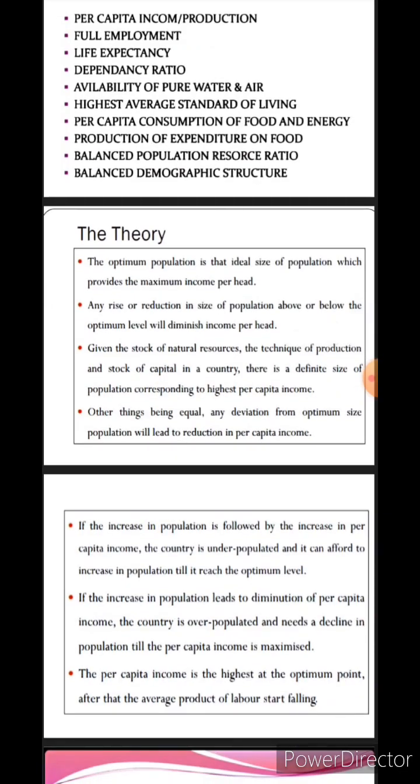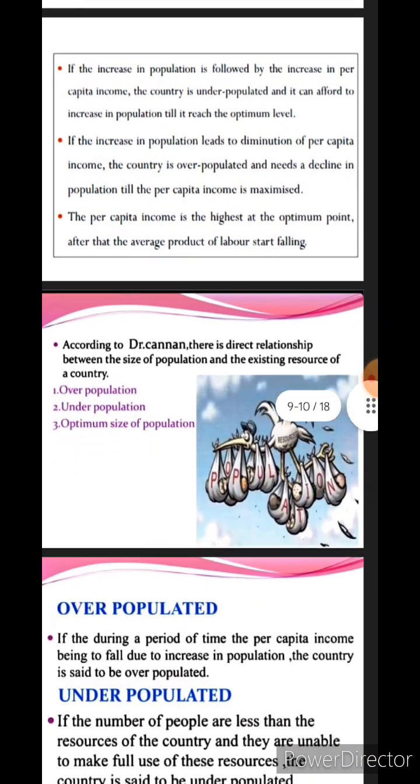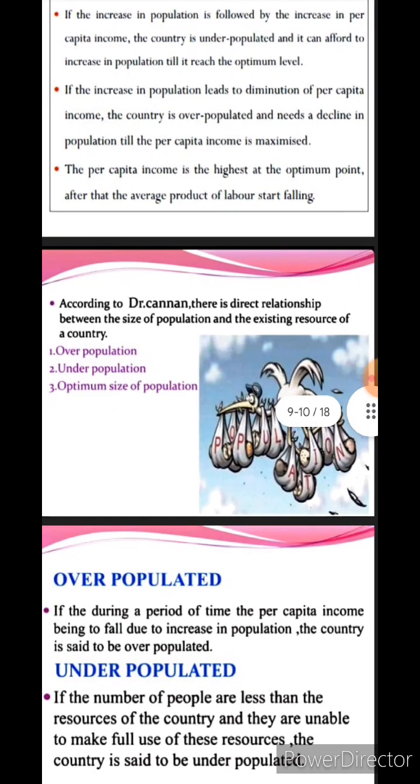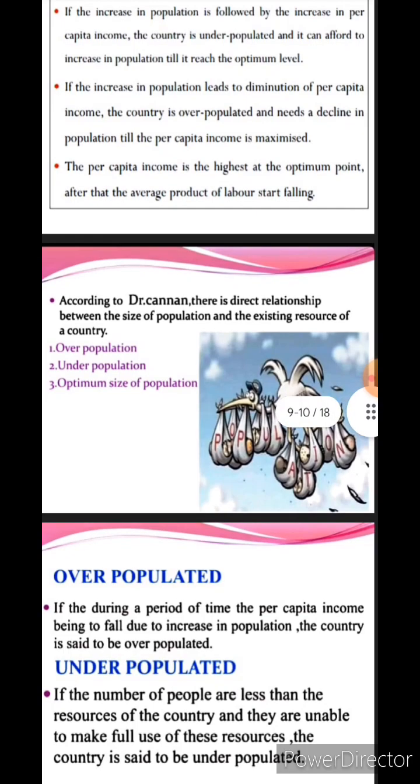The per capita income is the highest at the optimum point. This is the optimum point or balance point. After that, the average product of labor starts falling. And according to Dr. Cannan, there is a direct relationship between the size of population and the existing resources of a country.